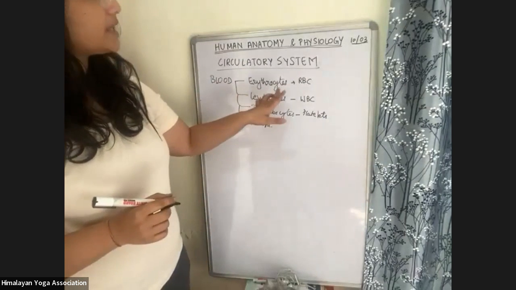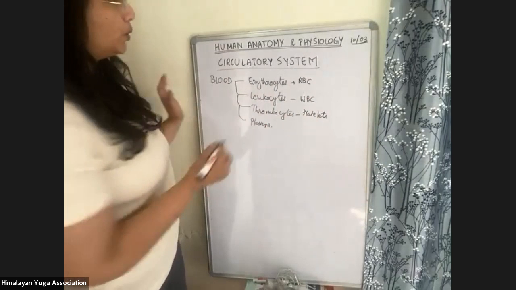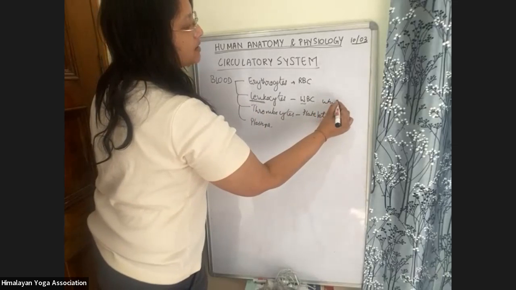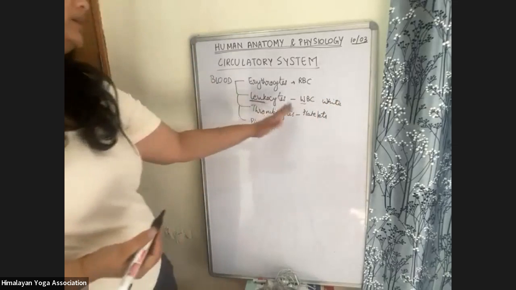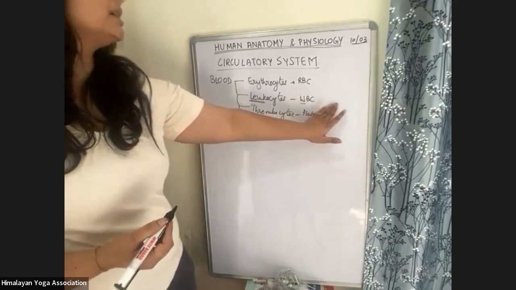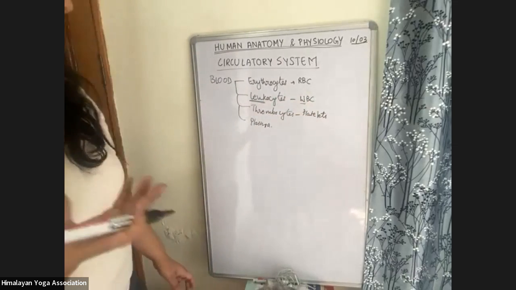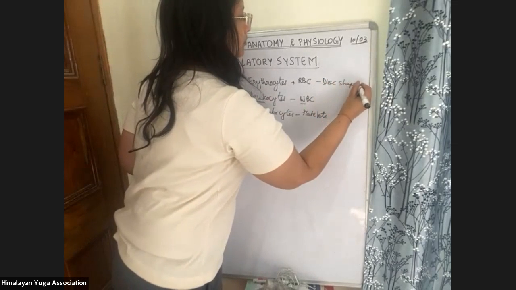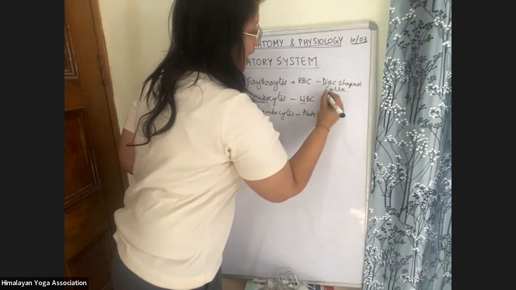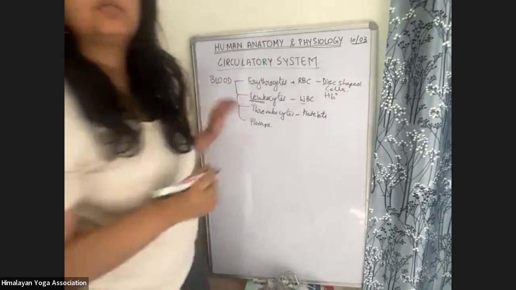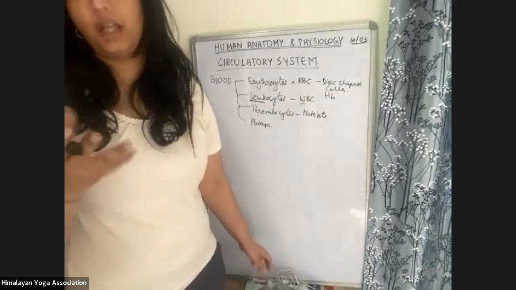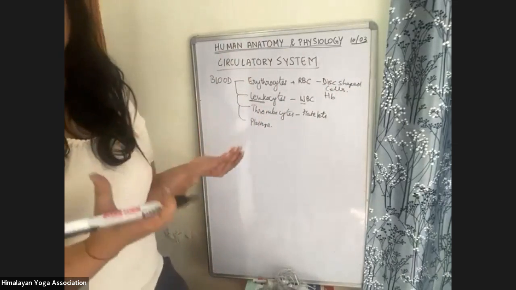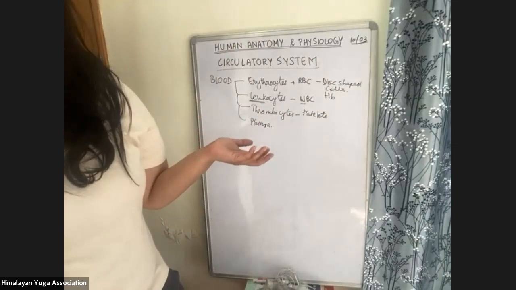So, erythrocytes are red blood cells. Whenever you see this term, leuko, it means white. So white blood cells. What do they do? Red blood cells are disc-shaped cells. They have hemoglobin, for which we take iron. And this hemoglobin is responsible to carry oxygen from the lungs to the heart and then to all the body parts.